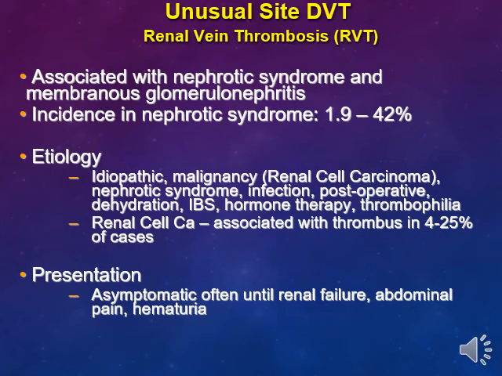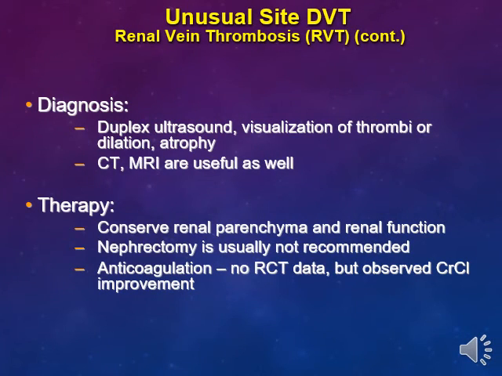Second is renal vein thrombosis, which is associated with nephrotic syndrome, and the incidence is about 1.9 to 40% of cases of nephrotic syndrome. The etiology is idiopathic or due to malignancy, renal cell carcinoma. The presentation is also asymptomatic, or the patient may come with renal failure. The diagnosis is by duplex ultrasound, CT or MRI. Therapy is to conserve renal parenchyma, anticoagulation. Also, we can use lytic therapy in the renal vein, and nephrectomy.